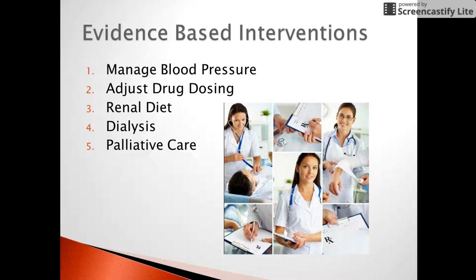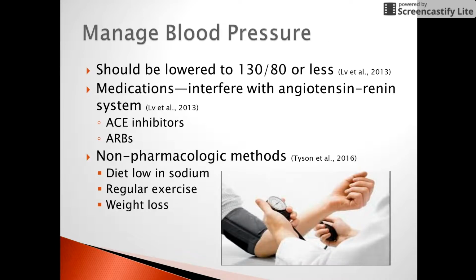Evidence-based interventions for older adults with renal failure are managing blood pressure, adjusting drug dosing, promoting a renal diet, and then for the later stages, dialysis and palliative care. In terms of blood pressure, most recommendations say that blood pressure should be lowered to 130/80 or less in patients with renal failure. Common medications to treat high blood pressure are ACE inhibitors or ARBs, which both interfere with the angiotensin-renin system. Non-pharmacologic methods to reduce blood pressure include weight loss, reducing dietary sodium, and regular exercise.